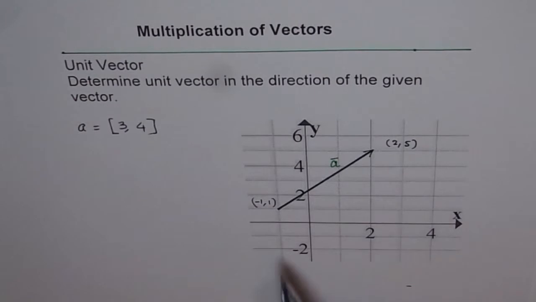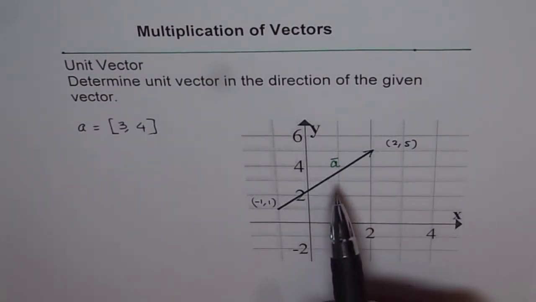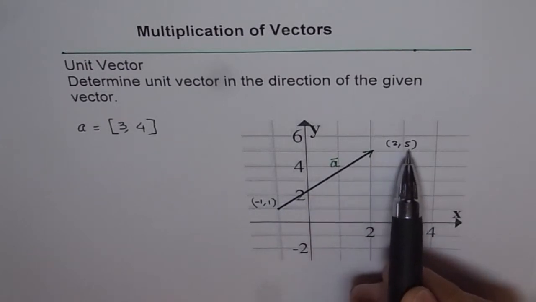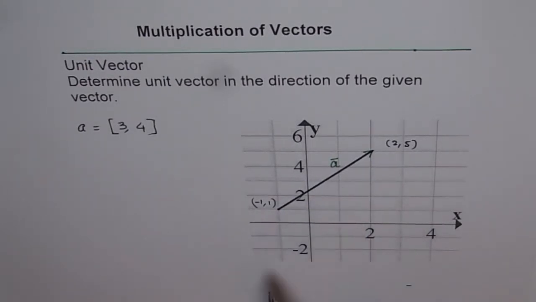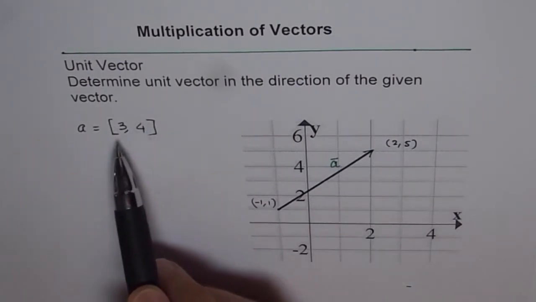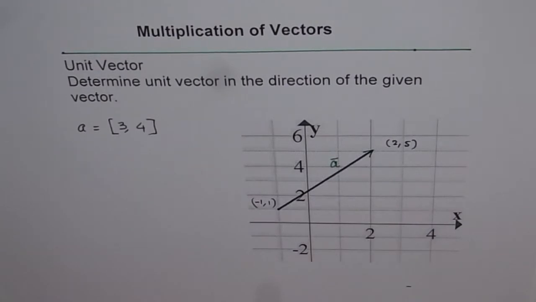So you can call this vector A a vector with tail at -1, 1 and head at 2, 5. That's one way to represent this vector. The other way is a vector with square brackets 3, 4. When you put these Cartesian coordinates in square brackets, they represent vectors, correct? So it is a vector A.